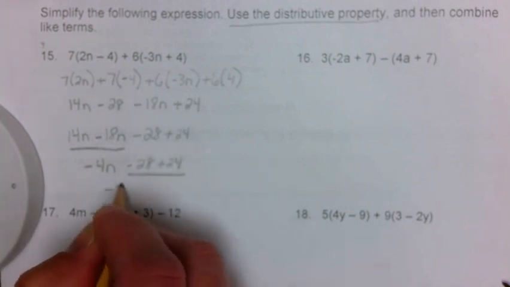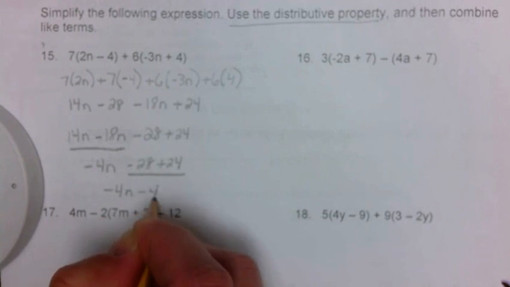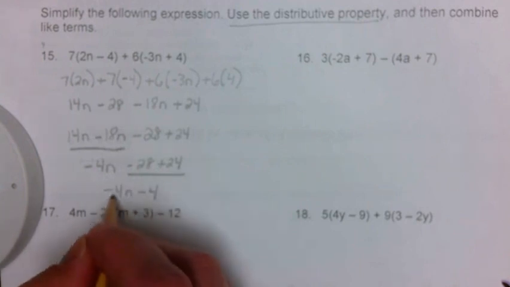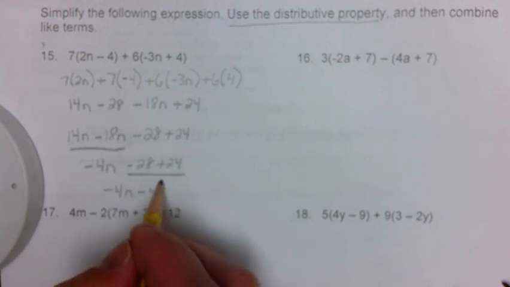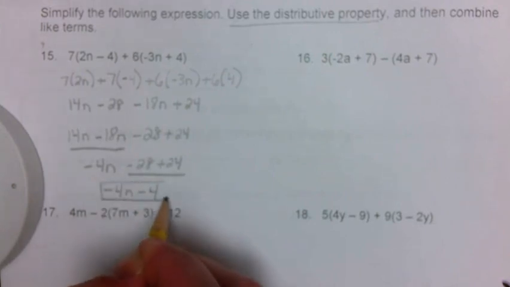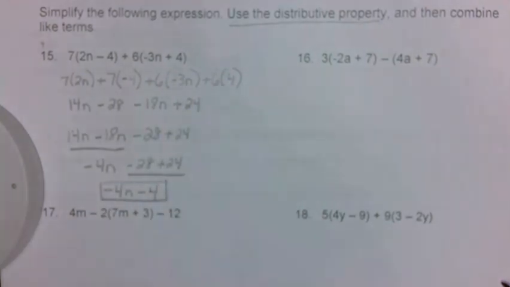So my next line down is going to say negative 4n minus 4. We have a variable term and a constant, which can't be combined. So this is as simplified as this expression is going to get, negative 4n minus 4.